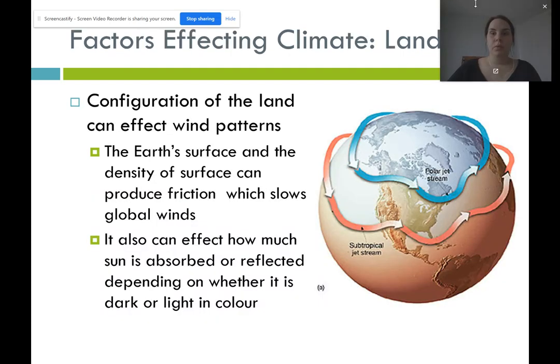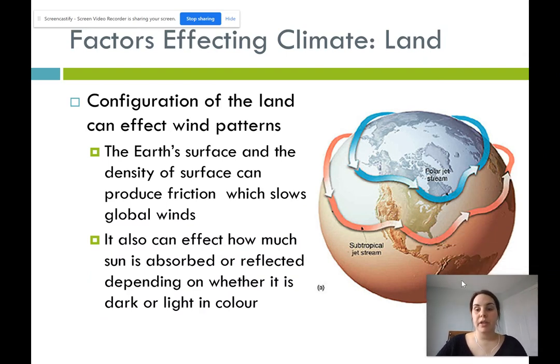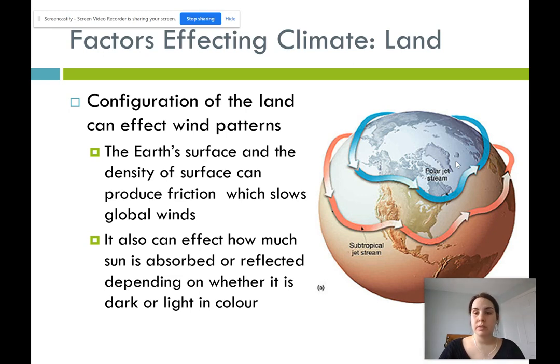Okay, we're also going to talk about the configuration of land. So how the land is actually built, or what it appears to be like, will also affect climate. Okay, the Earth's surface and density can produce friction. So if it's a really rocky, bumpy climate, it's going to be more difficult for the wind to move across it quickly. So that's going to slow global winds in that area.